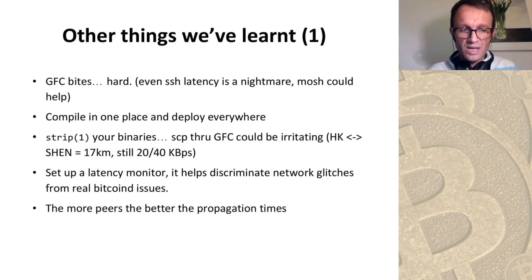So one thing I could say is: strip your binaries, remove all the symbols from your binaries, in such a way that you reduce the time you wait for your file to go from one node to the other. Another point, as I said before, is to set up a network latency monitor so that you can discriminate between network glitches and real Bitcoin issues. And another important thing that we have learned is that the more peers are involved in the design of the test, the better the propagation times.